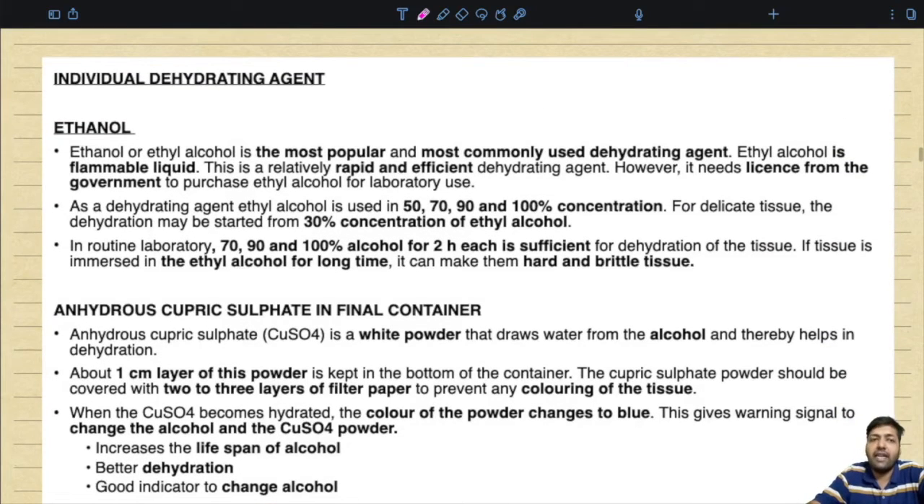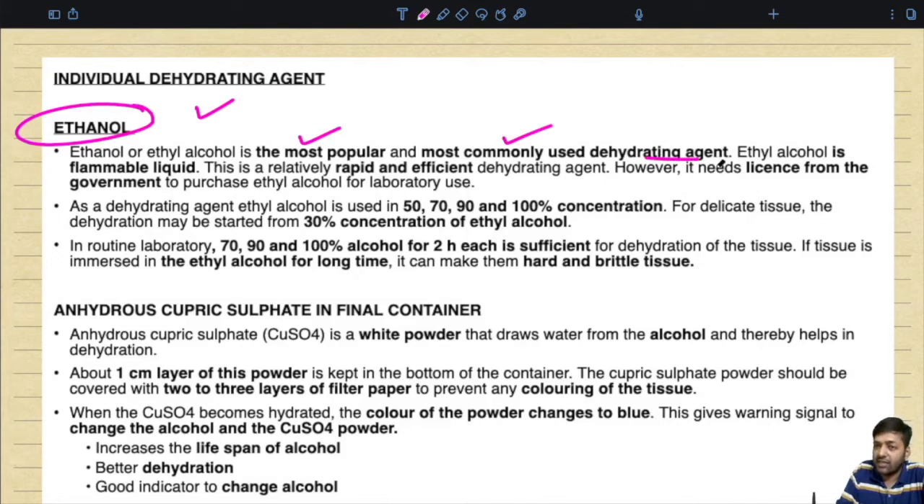Now if you look at the individual dehydrating agents, the first and most commonly used is ethanol. Ethanol, or ethyl alcohol, is the most popular and most commonly used dehydrating agent. Ethyl alcohol is a flammable liquid. It is a relatively rapid and efficient dehydrating agent. However, licensing is required for using ethanol; you should take the license from the government for laboratory use. As a dehydrating agent, ethyl alcohol is used in 50%, 70%, 90%, 100% concentration.